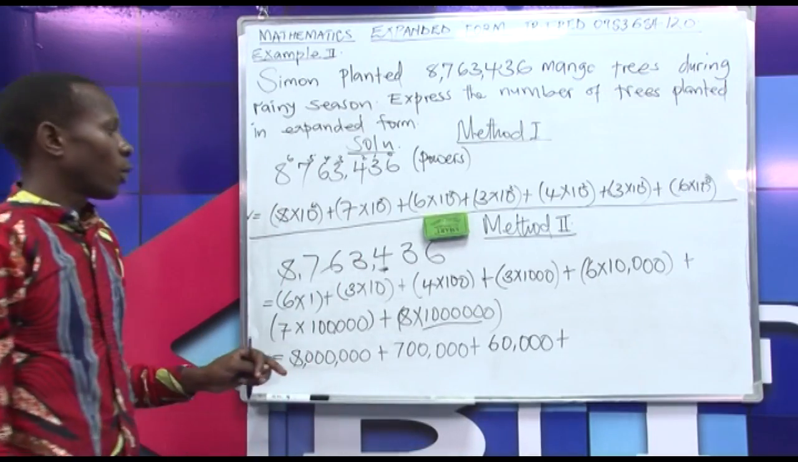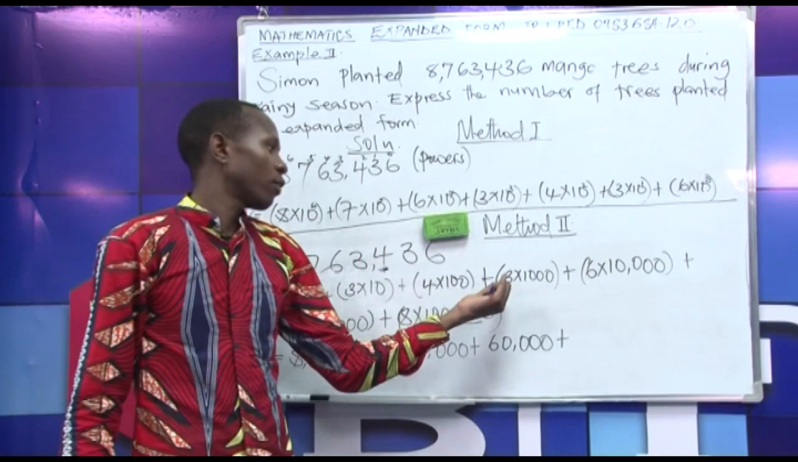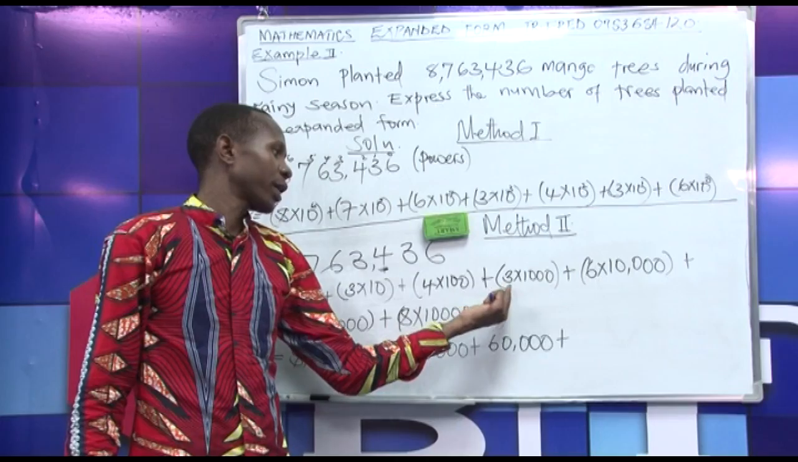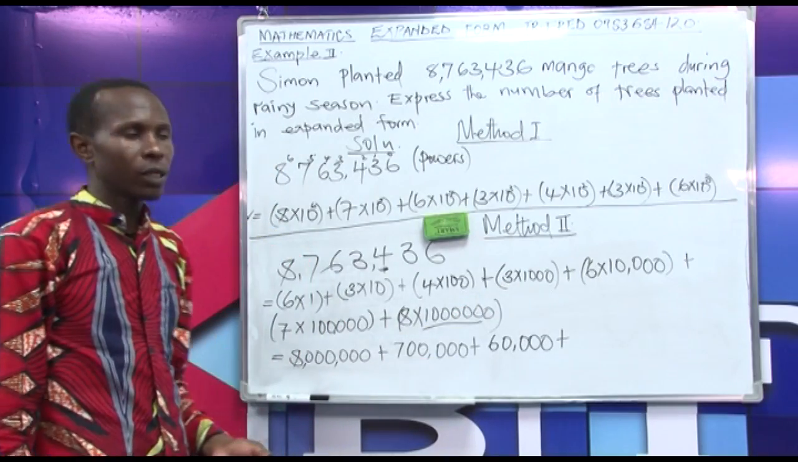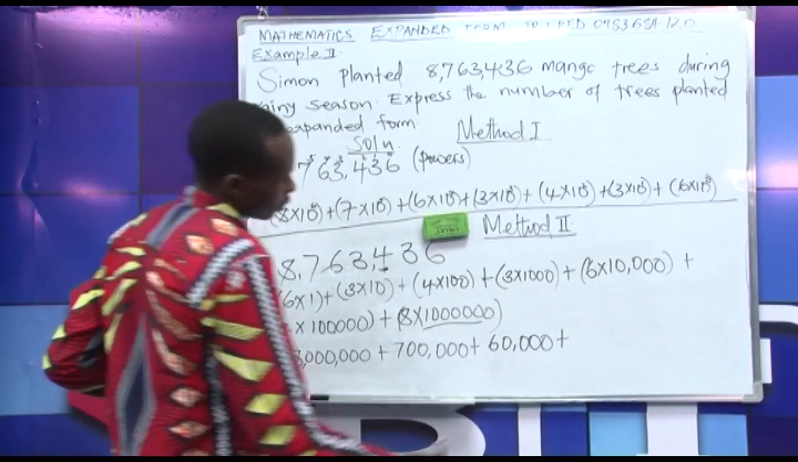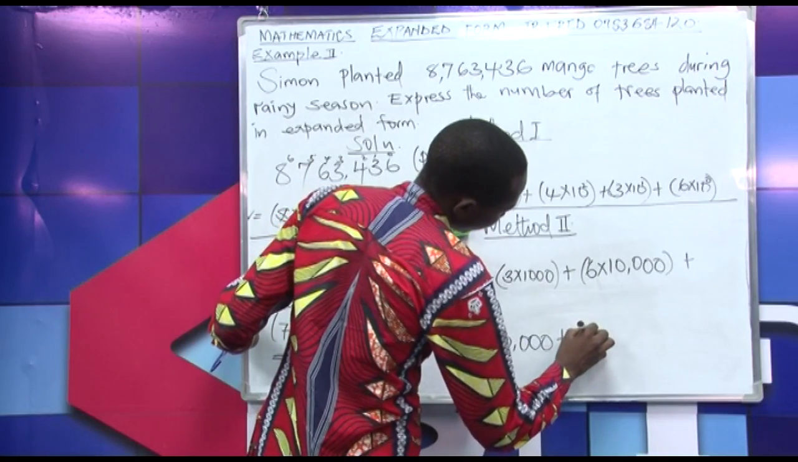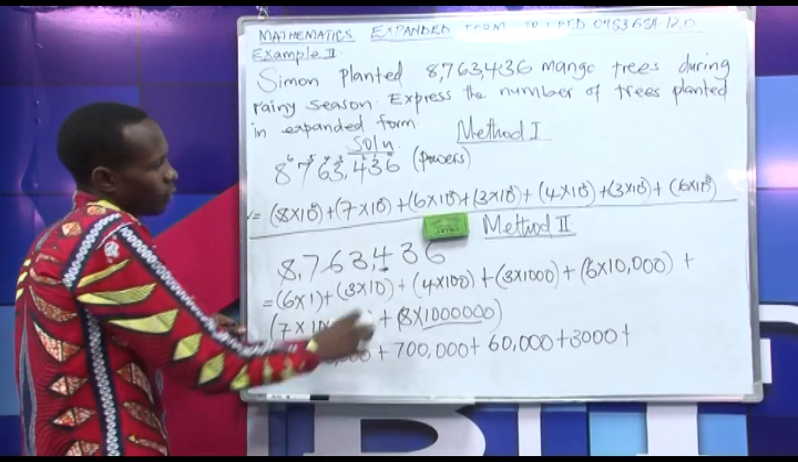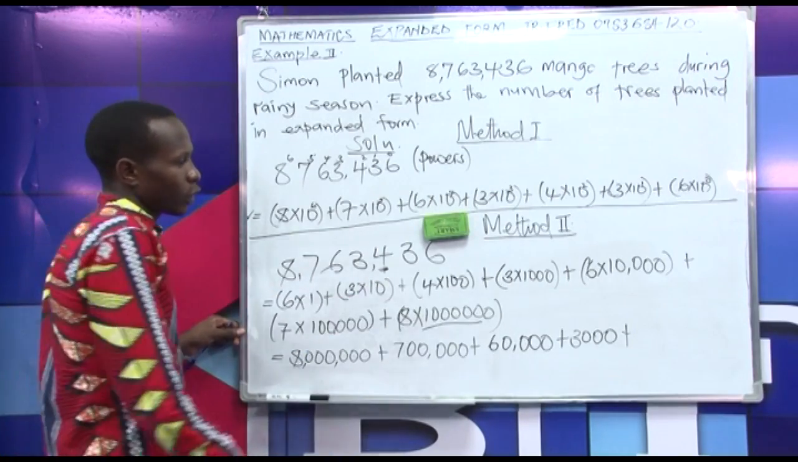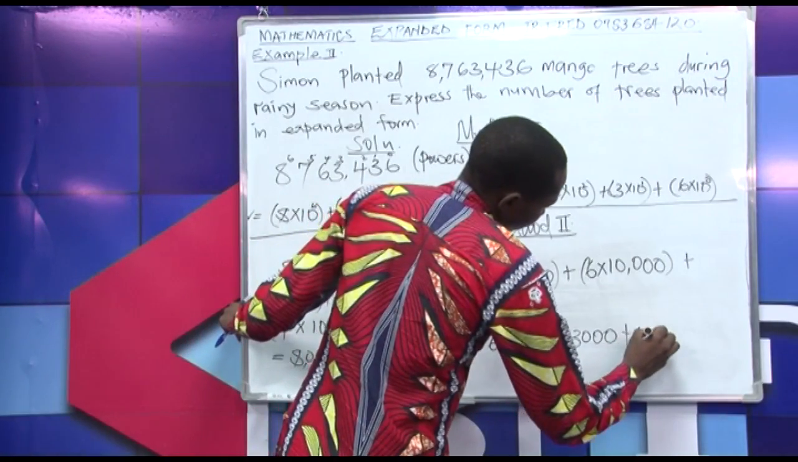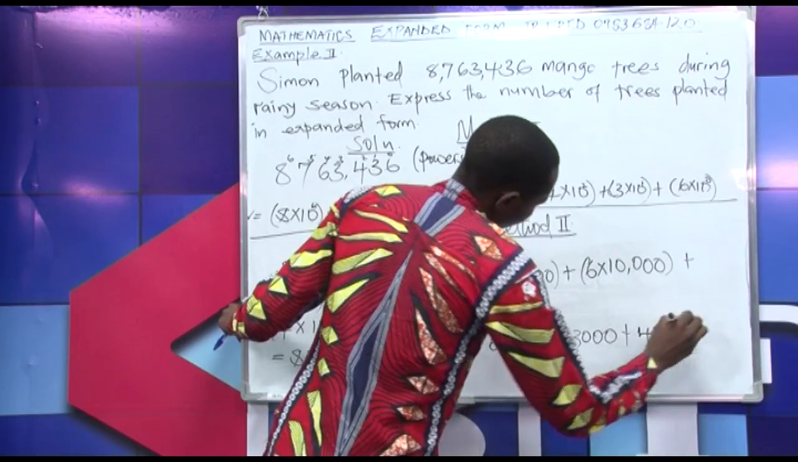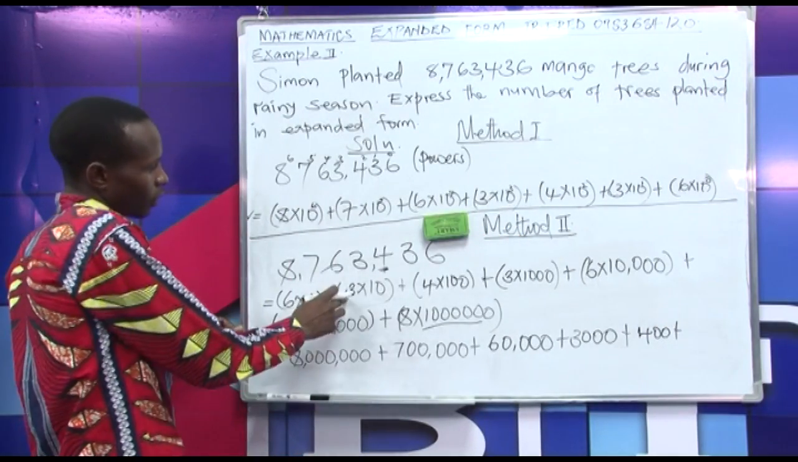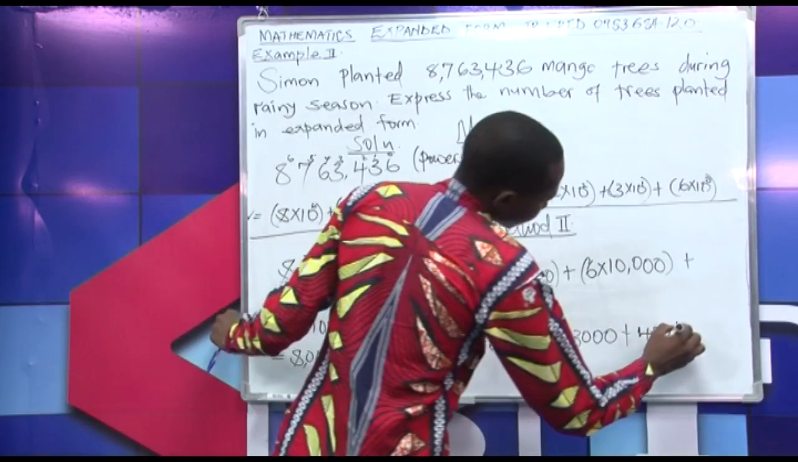Plus, we come to the next bracket, we have 3 times 1,000, which will give us 3,000. So we shall have to add 3,000. Plus, 4 times 100, it will give us 400. Plus, 3 times 10, it will give us 30.